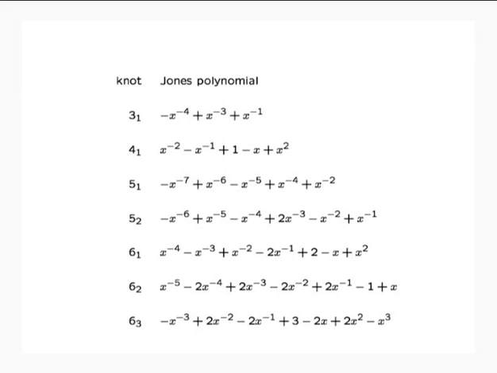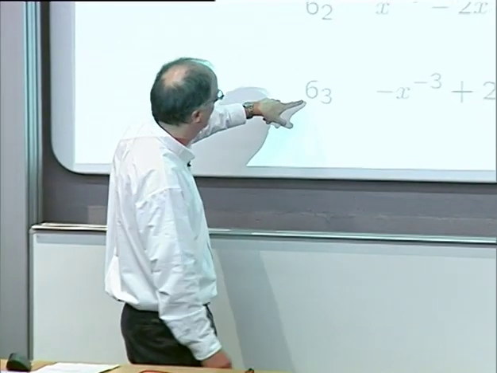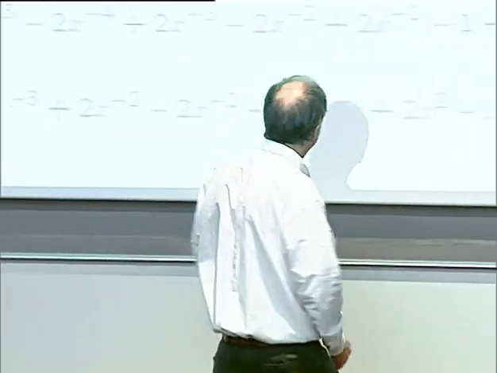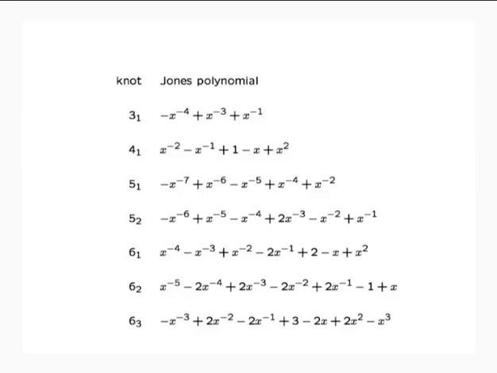In my case, I'm not sure I would have it. But so here are some of the answers. This is the Jones polynomial of the third 6-crossing knot. And lots of Jones polynomials have been calculated.